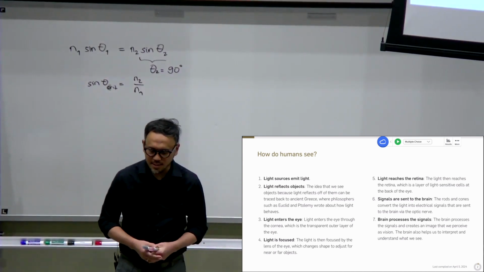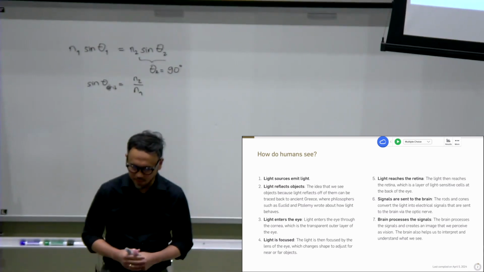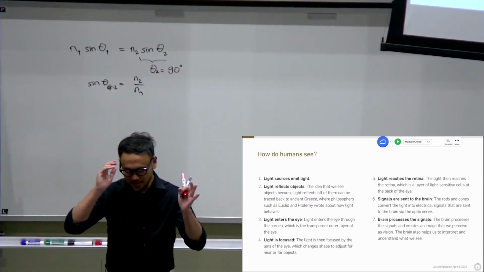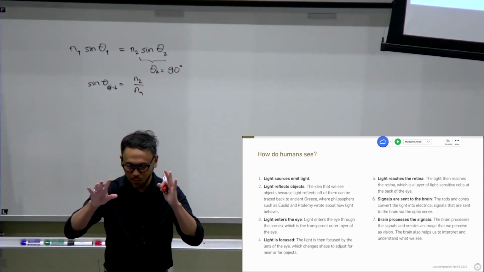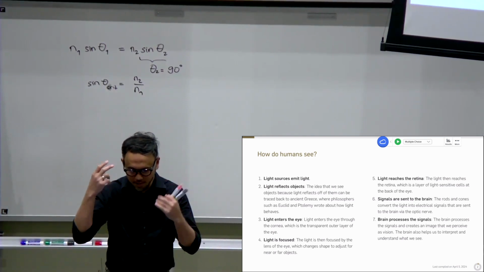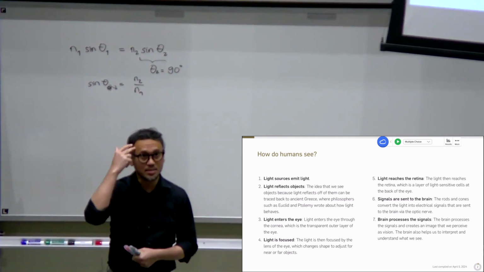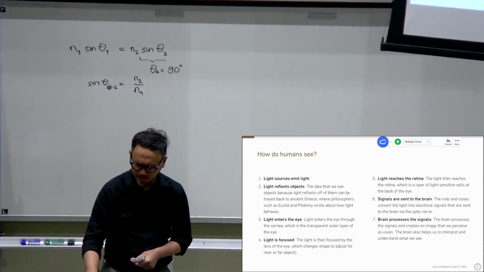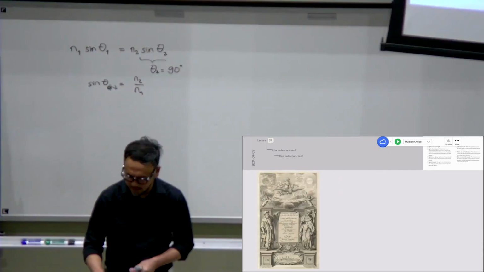So basically, for the rest of the class, we see objects. Part of it is hardware or wetware, but most of it is software in our brain. So our brain does computation. That's the point of this long slide.